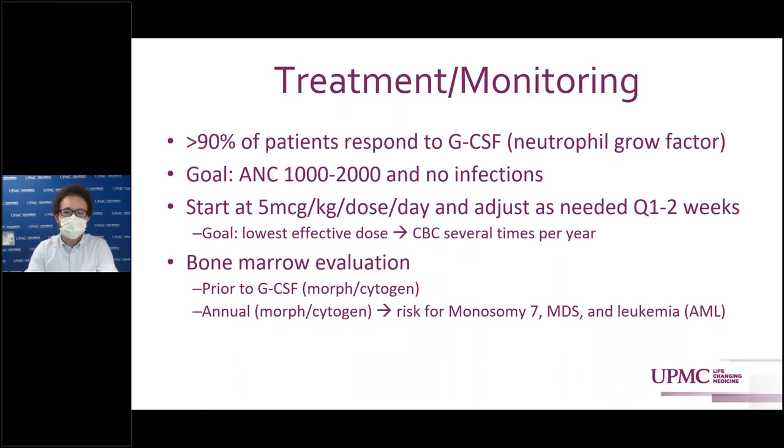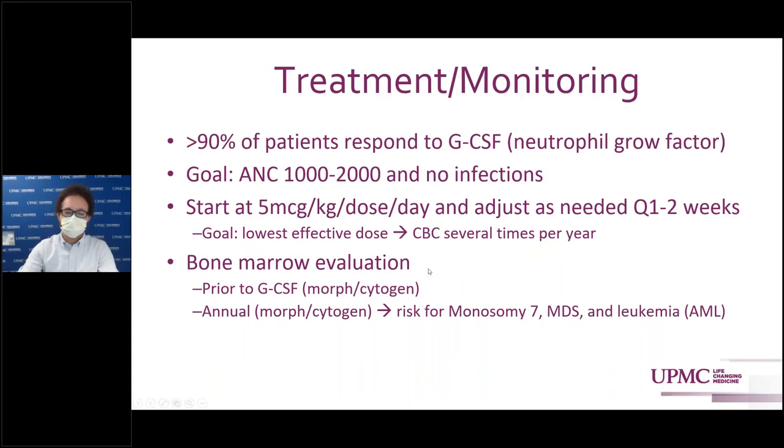So we usually start at a pretty standard dose, and we adjust every 1 to 2 weeks because sometimes it takes some time for it to build up in the body, so we don't want to make changes too quickly. And then once we get a good response, we come back down to the lowest effective dose that we can adequately maintain a safe neutrophil count for these patients.